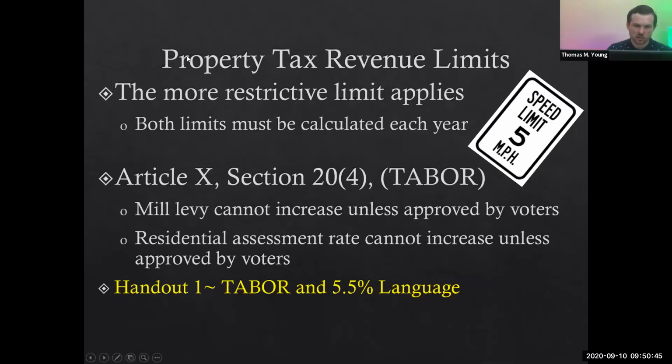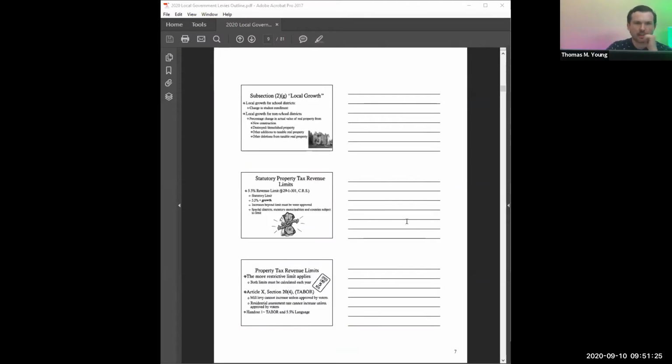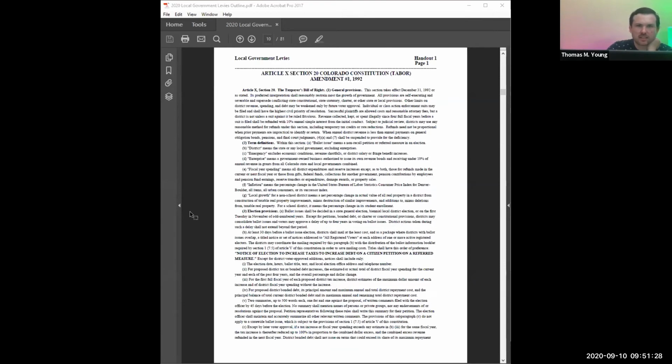So handout 1 should have your TABOR and 5.5% language. And I want to go through a few lines. Actually, maybe I will throw it up on the screen so that we can all look at the same material. Give me just a second.